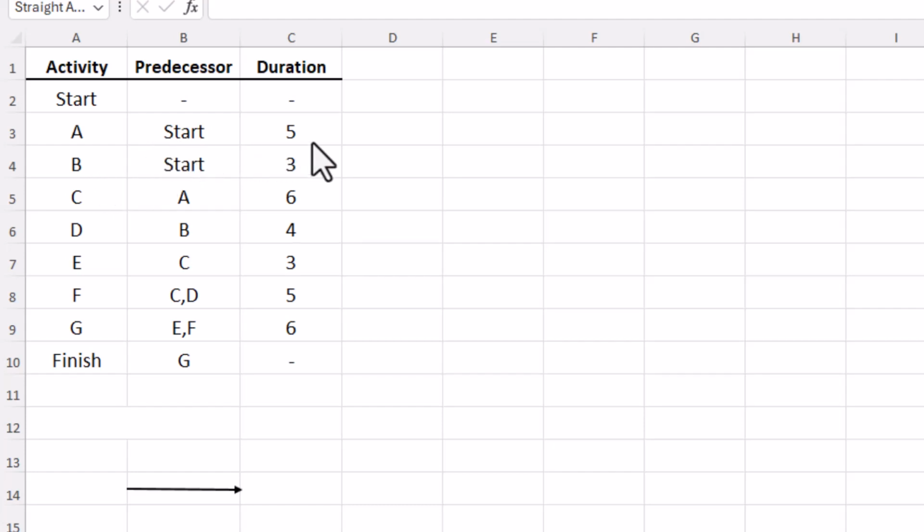Activity A duration is 5 days. Activity B is 3 days. Activity C follows A and it's 6 days. D follows B and 4 days. E follows C with 3 days. F follows both C and D with 5 days. G follows E and F with 6 days. And finally, the finish activity follows G and 0 duration.